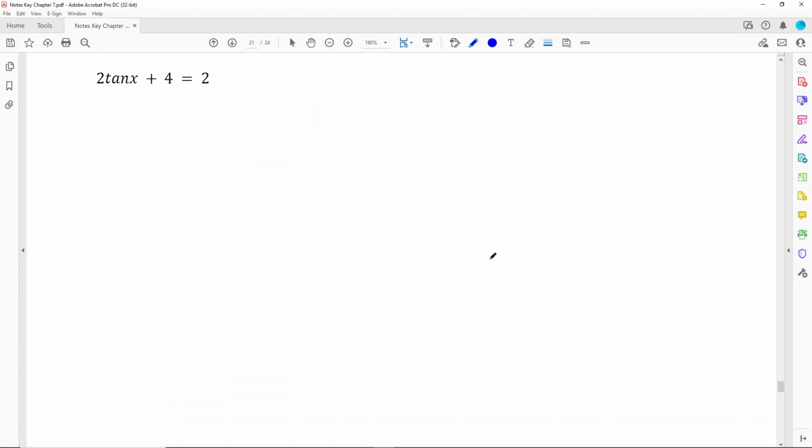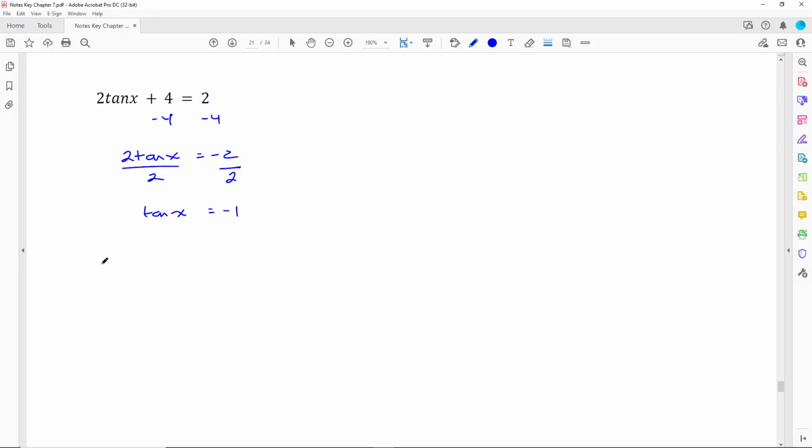So let's move on to 2 tan x plus 4 is equal to 2. So I'm going to subtract 4. So the first thing I'm going to do is isolate my trig function. So I'm going to end up with 2 tan x is equal to negative 2. And then I'm going to divide by 2. And I end up with tan x is equal to negative 1. All right, so step number 1, isolate your trig function.